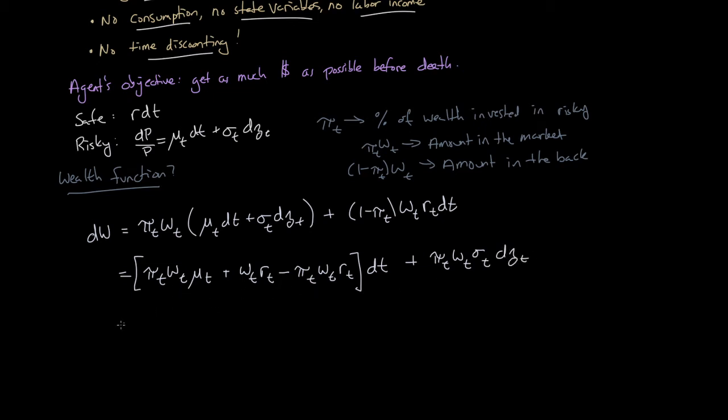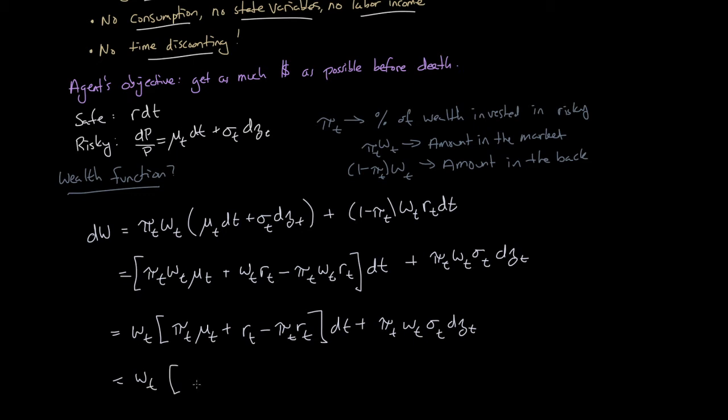Okay, and we can do a little bit of cleaning up in here. Factor out a W first. So we're left with pi_t mu_t plus r_t minus pi_t r_t. And then it looks like we can factor out a pi_t from inside of there to make it just a little bit easier. Alright, so we're going to end up with r_t plus pi_t times mu_t minus r_t. Very good. And that is our wealth function.